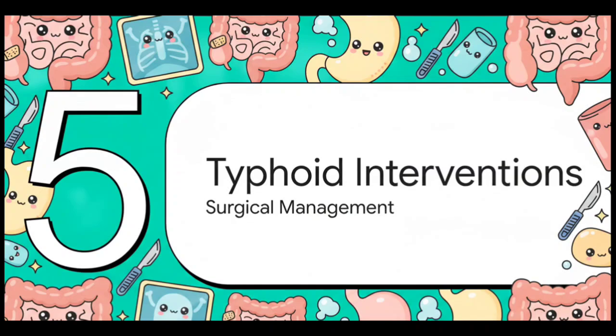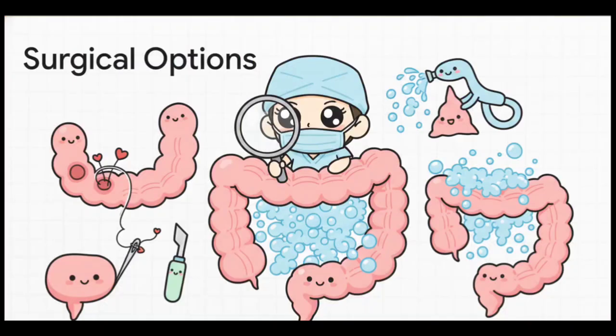Let's wrap things up with Section 5, typhoid surgical interventions. A typhoid perforation is, without exaggeration, a dire emergency. You'll know it by the sudden onset of severe, generalized abdominal pain right around the second or third week of their illness. If you snap an erect chest radiograph and see free gas under the diaphragm, pneumoperitoneum, in a deteriorating typhoid patient, it is a perforation until proven otherwise.